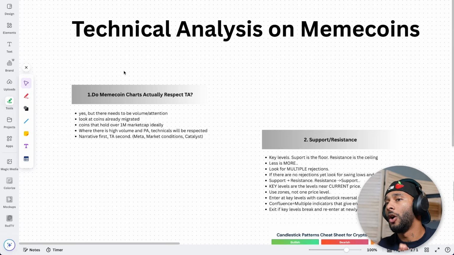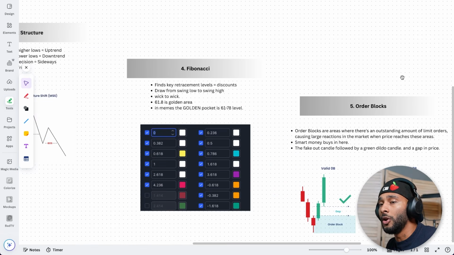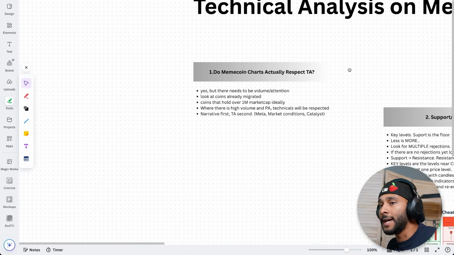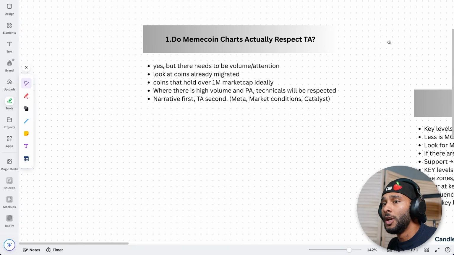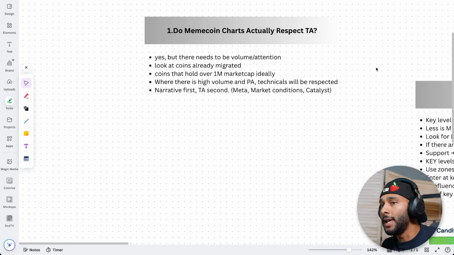Let's get this back. Technical analysis on meme coins. This is basically a 6-step process that I've created in depth, every single thing that you need to know and tying it all together. Now, the first thing that a lot of people ask when it comes to meme coins is this: do meme coin charts actually respect TA, as in technical analysis? Now, in short, yes, it does.